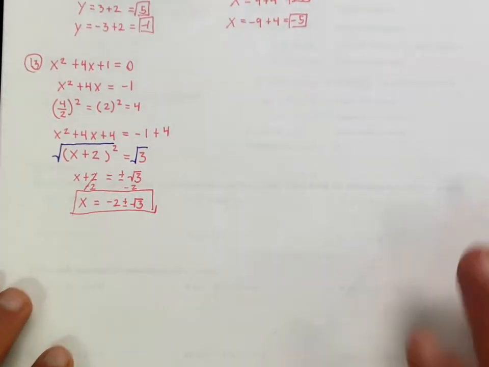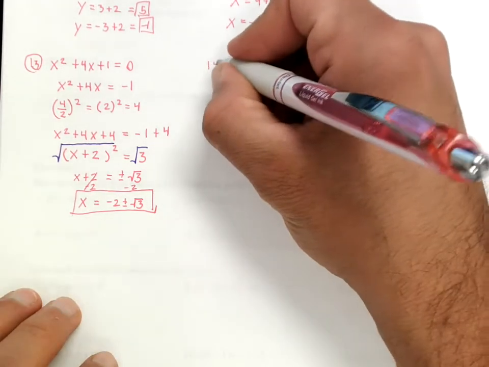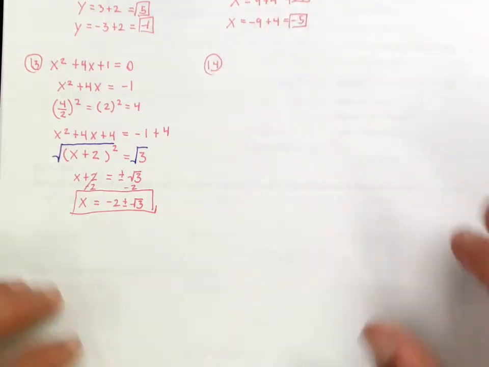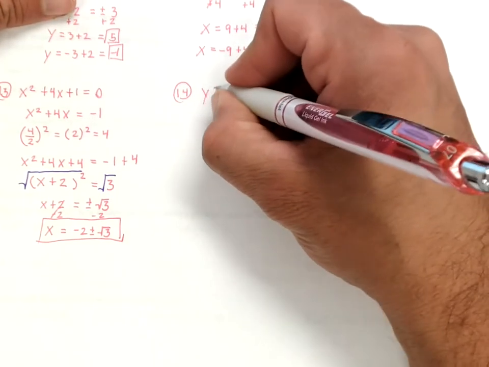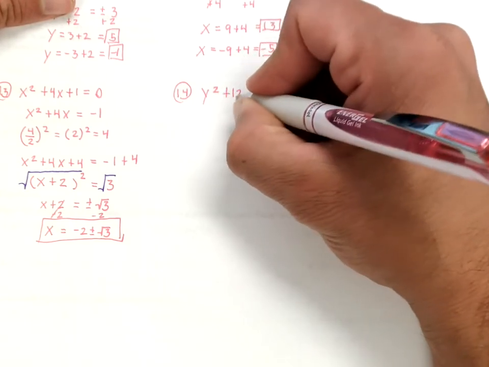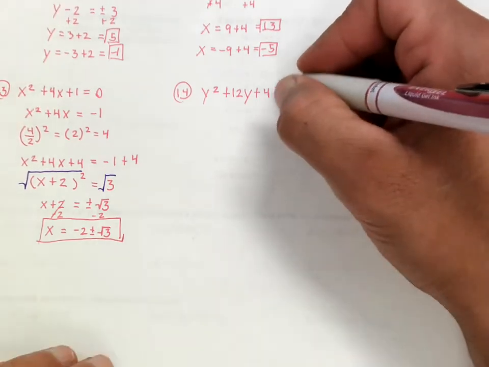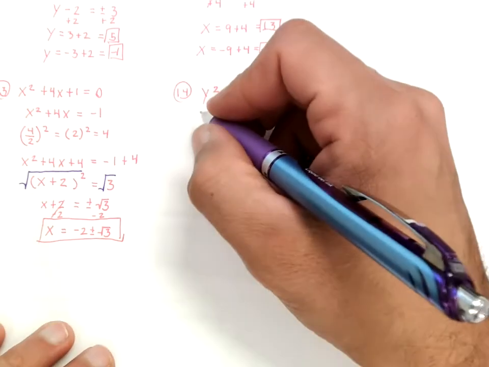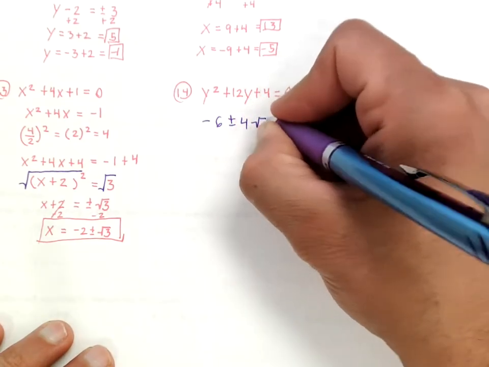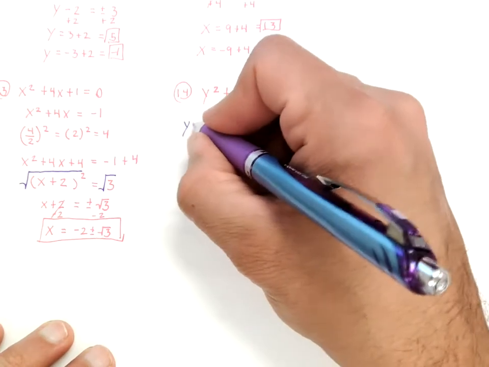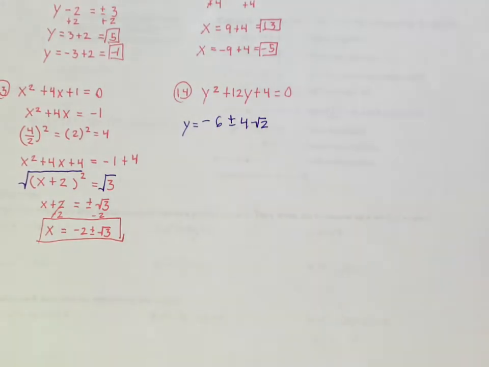Okay, let's see. If you want to do 14 on your own, I'll show you what the answer to 14 is. I'll write you the question and I'll write you the answer. If you want to try that, the answer for this one would be negative 6 plus or minus 4 square root of 2. I guess y is equal to that. So this is the answer for number 14 if you want to try that one.